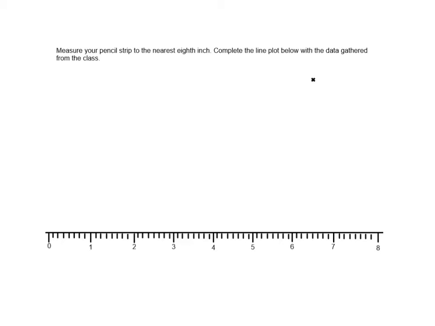So now we are going to measure our pencil to the nearest eighth of an inch. And then we're going to complete the line plot with the gathered data from our 6 pencils, which we would have done with the entire class, like I said, had we been in the class. So let's try it. So again, here is my ruler.